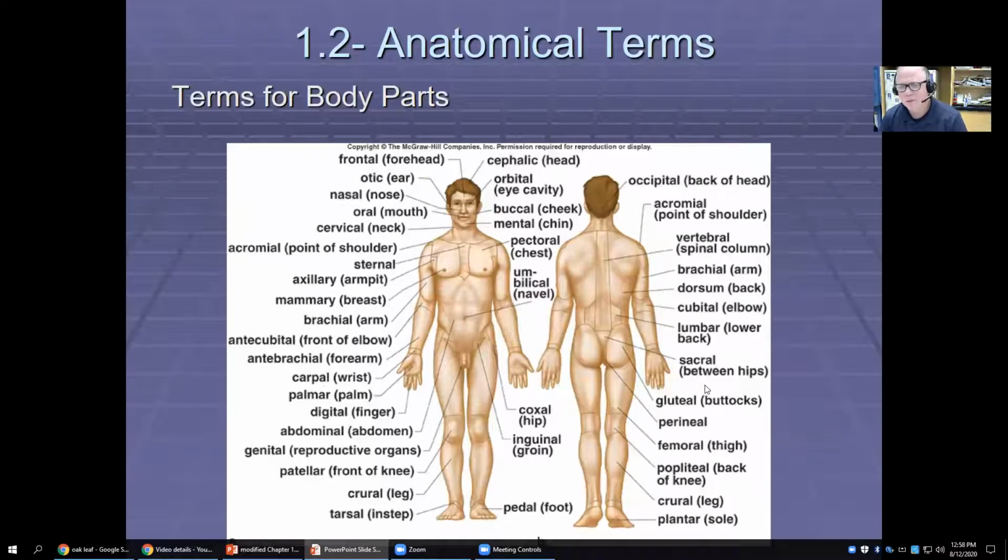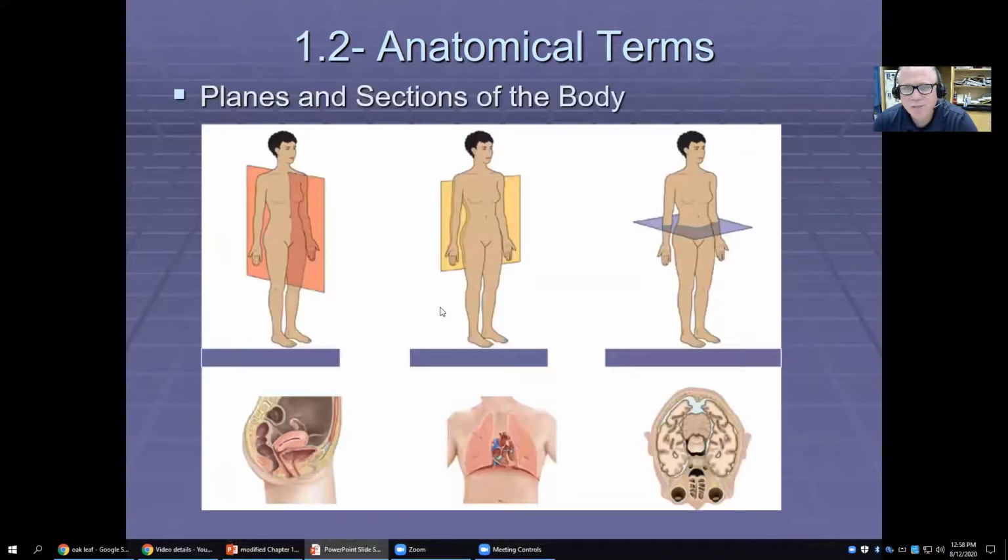Here are all the anatomical terms. You can see that there are quite a few. We are going to start learning them in class and doing kind of like a Simon Says, but right now I'm just showing you them, and we'll work on them in a little bit. Some of them, like oral, we know is mouth, nasal is nose, frontal is forehead. You can make the connection. But other ones, like antebrachial, that's the forearm. It's going to take a little bit of memorization.